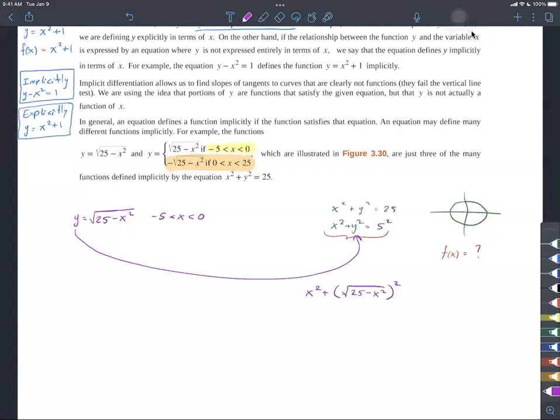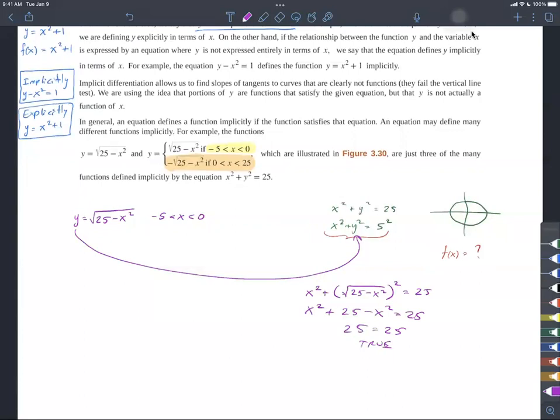And since y is being squared in the implicit equation, we square this quantity, and this is equal to 5 squared, which is 25. And notice that we get x squared plus the square and the square root cancel, so we get 25 minus x squared equals 25. And then the x squareds cancel, so we get 25 equals 25. This is a true statement.